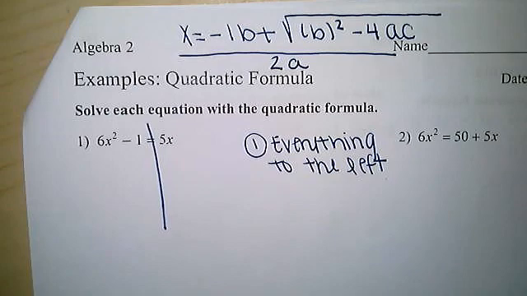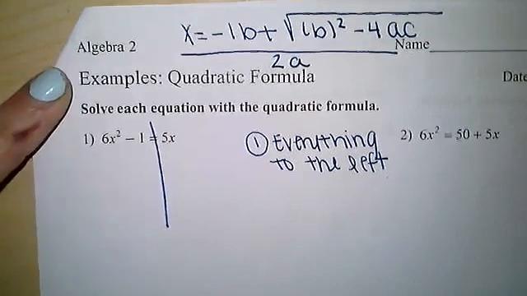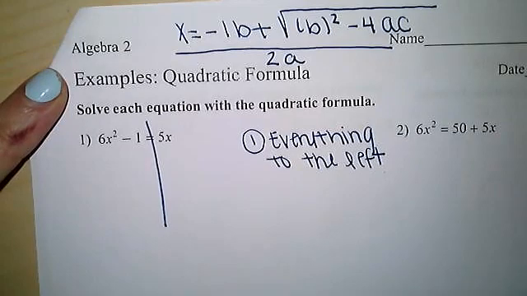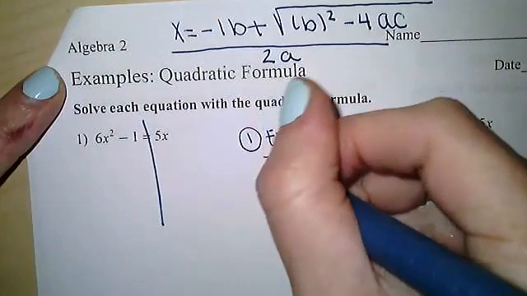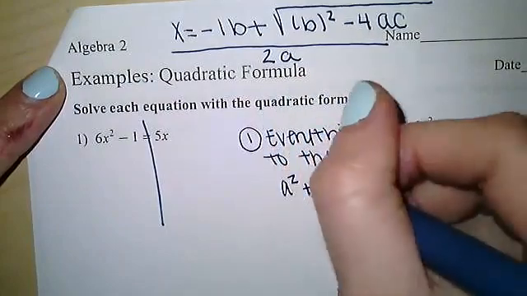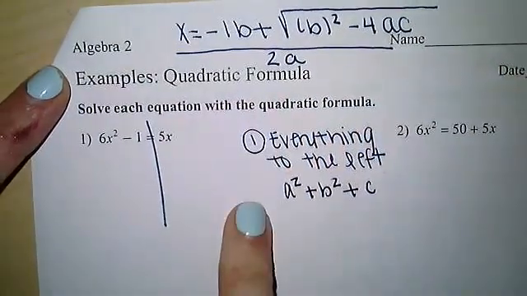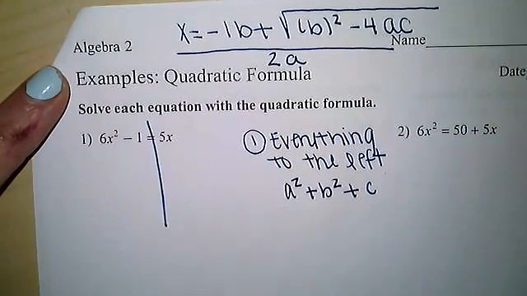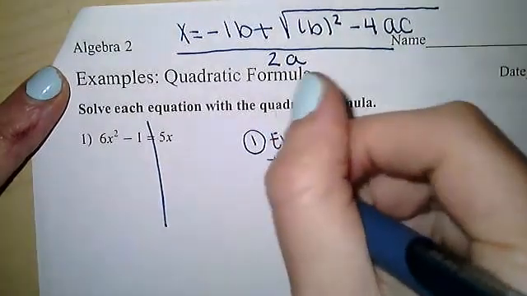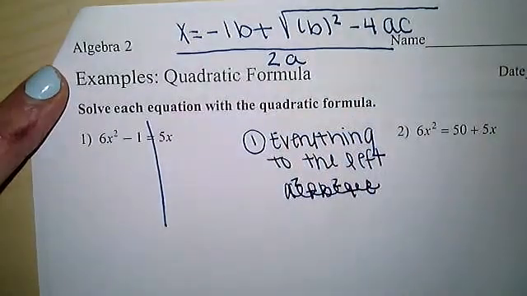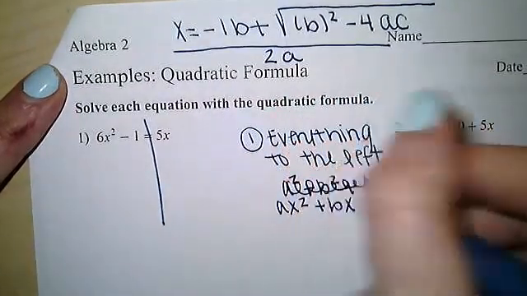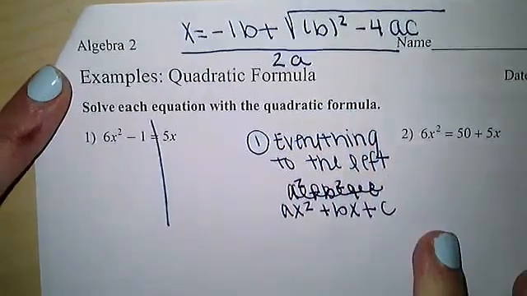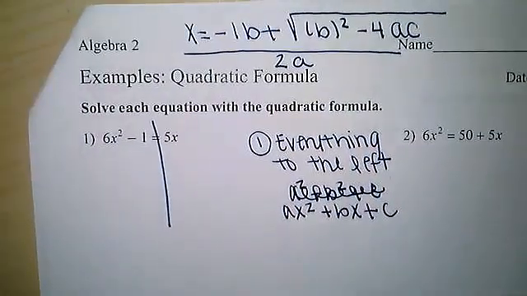So anybody got any ideas on how we could get the 5x over to the other side? Good. Oh, and I want to tell you this. We got to make sure that it's set up like that. Oh shoot, I did it backwards. My bad, cross that out. We need to make sure it's set up ax squared, bx, and c. It has to be in that order. So that's the first step.